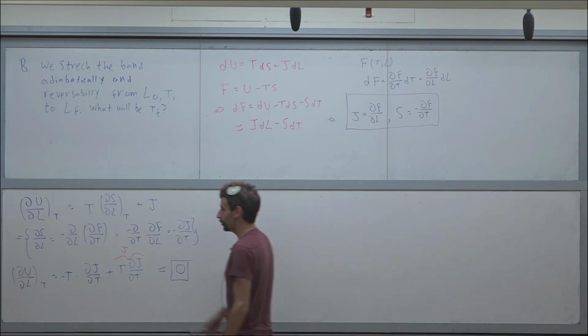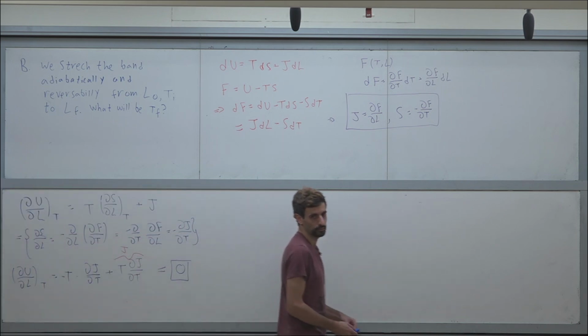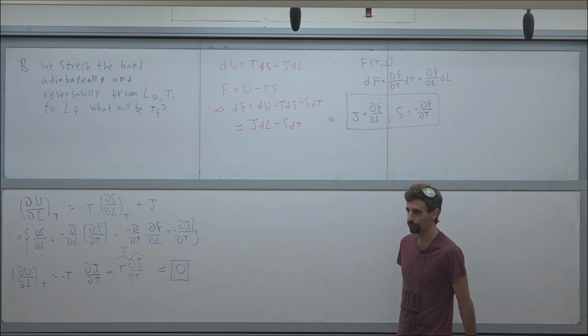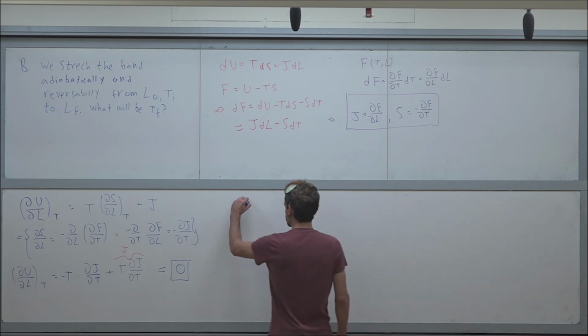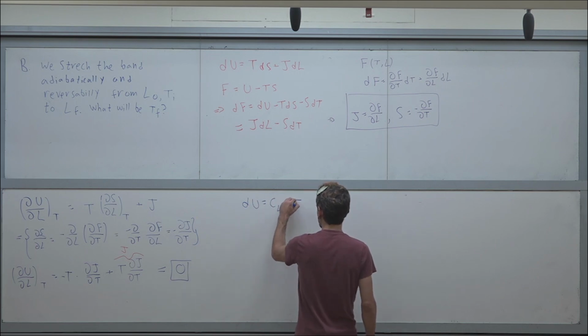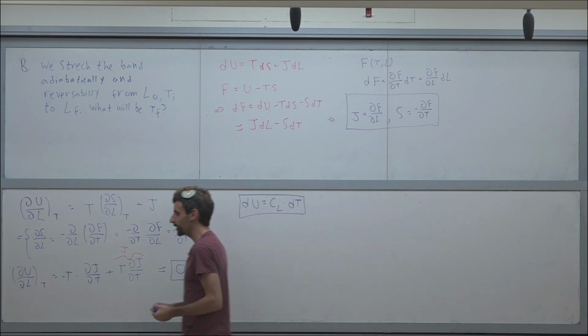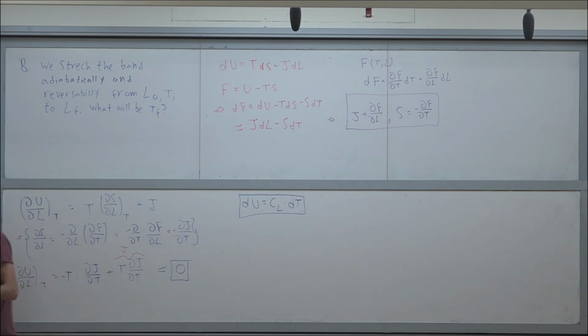So U only depends on one parameter, on T, because it's L independent. So we can write it in the full differential as dU is some constant times dT. This constant, we call it the heat capacity at constant length. You can define heat capacity with various parameters. So now it's the heat capacity with constant length.